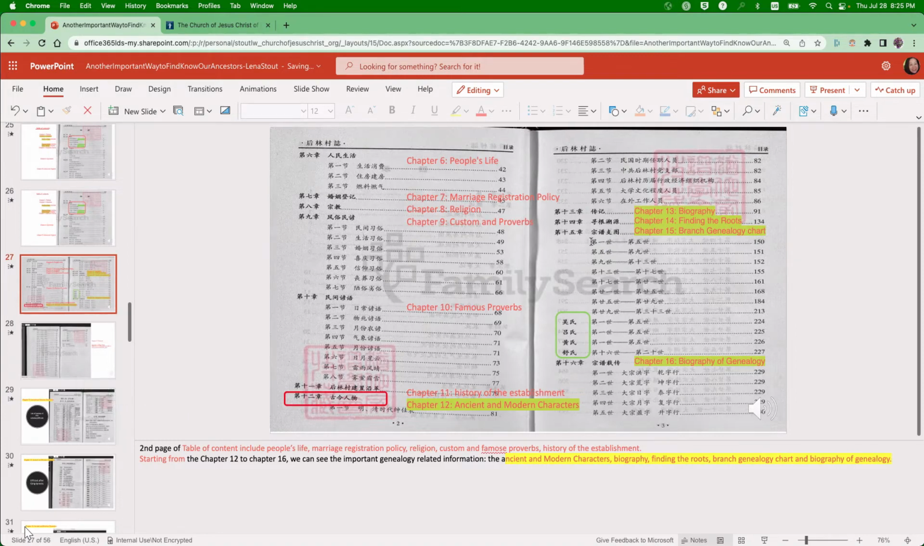If you read a little bit of Chinese, you can see that this is a biography, and it says to find the roots. Again, find the roots. This part tells you which surname comes from where, when, how, and why. Okay. Going back, here is a branch genealogy chart.